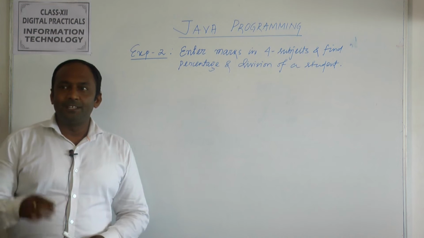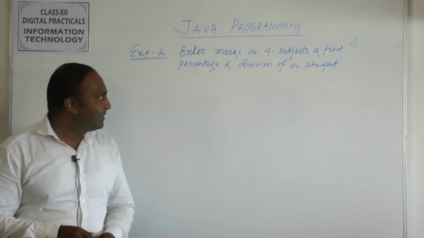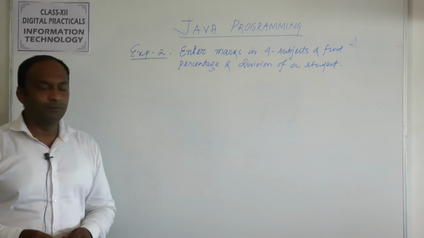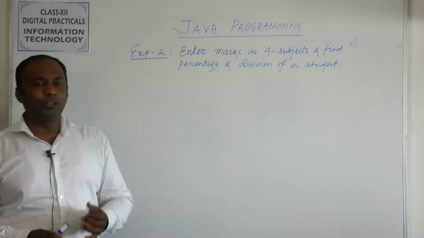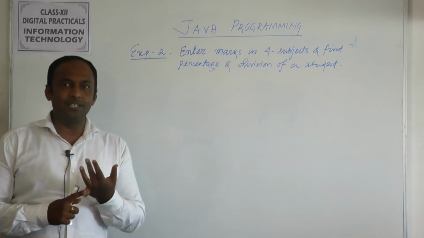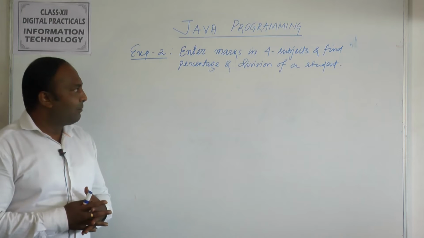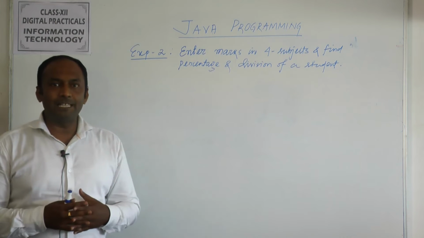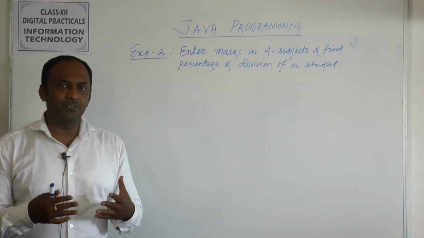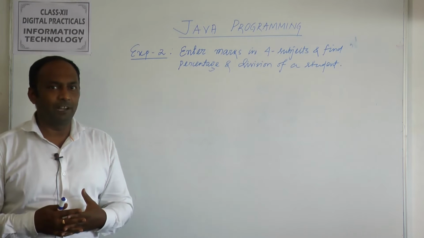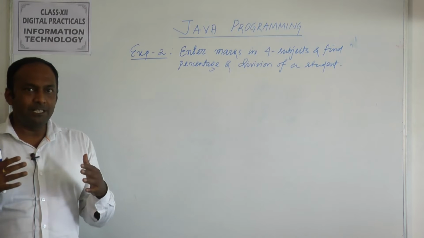Dear students, in Java, the second experiment or second practical is to enter marks in 4 subjects and find the percentage and division of a student. So, we have to enter the marks in 4 subjects, maybe physics, chemistry, math, IT. We have to find out the total percentage and the division according to the percentage. Either the student will get a first class or second class or third class, or fail in the exam. So, for this we have to make a suitable design.